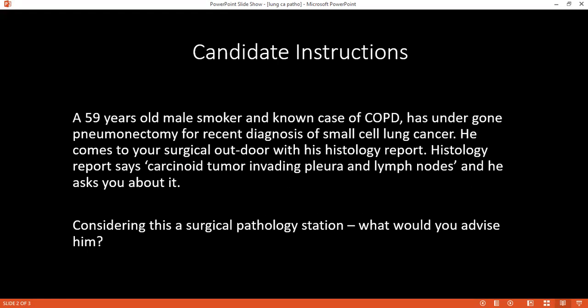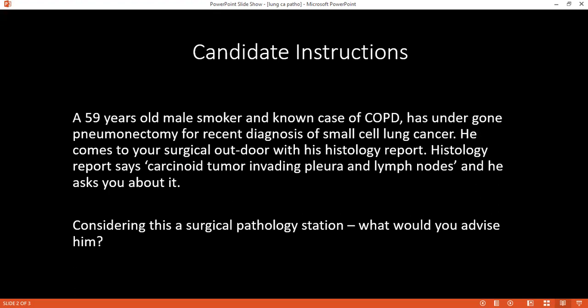Right. So if you have read and understood, considering it's surgical pathology station, kindly tell me, how would you address the patient's query? I will inform him based on his last surgery and histology report. Yes. He has got lung cancer which has locally invaded into his pleura and lymph nodes. All right.